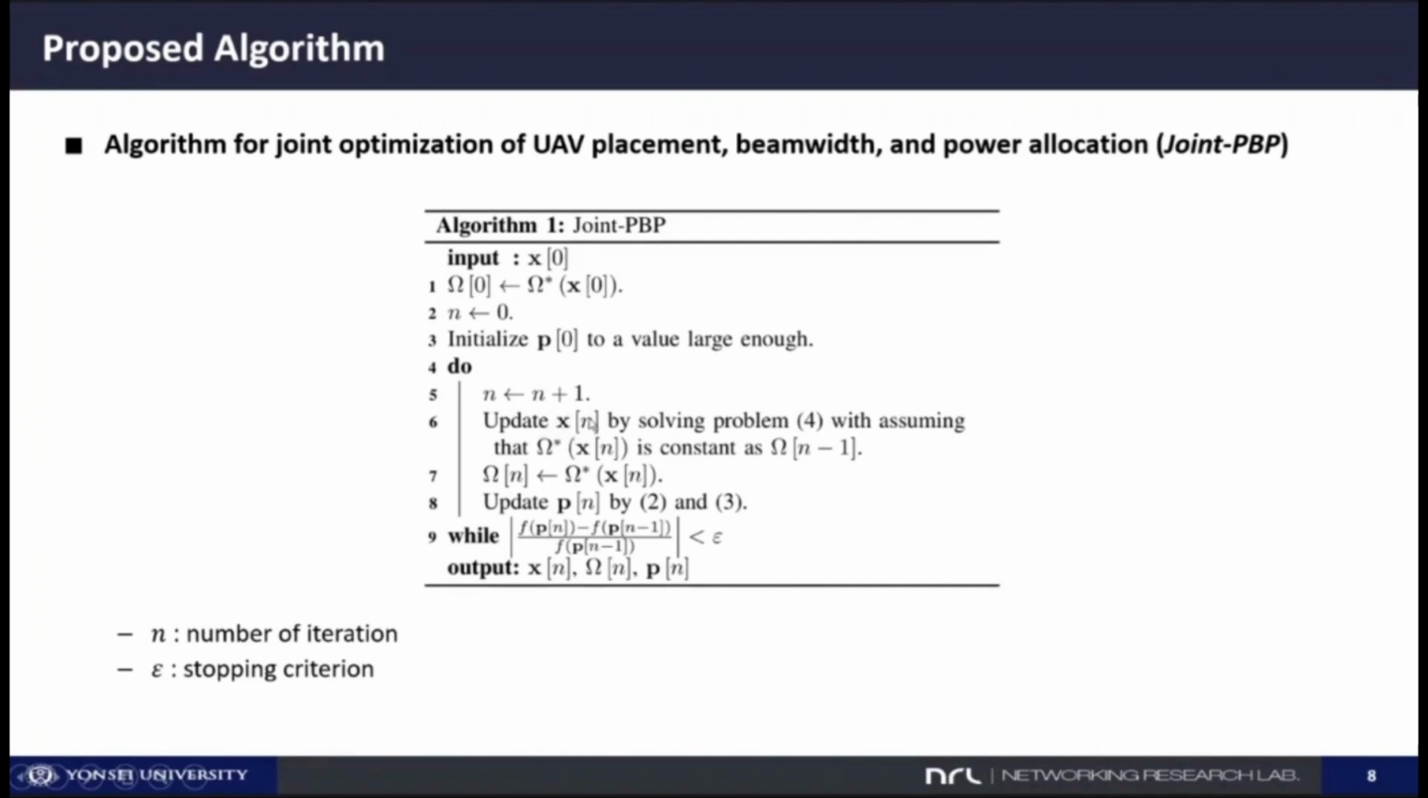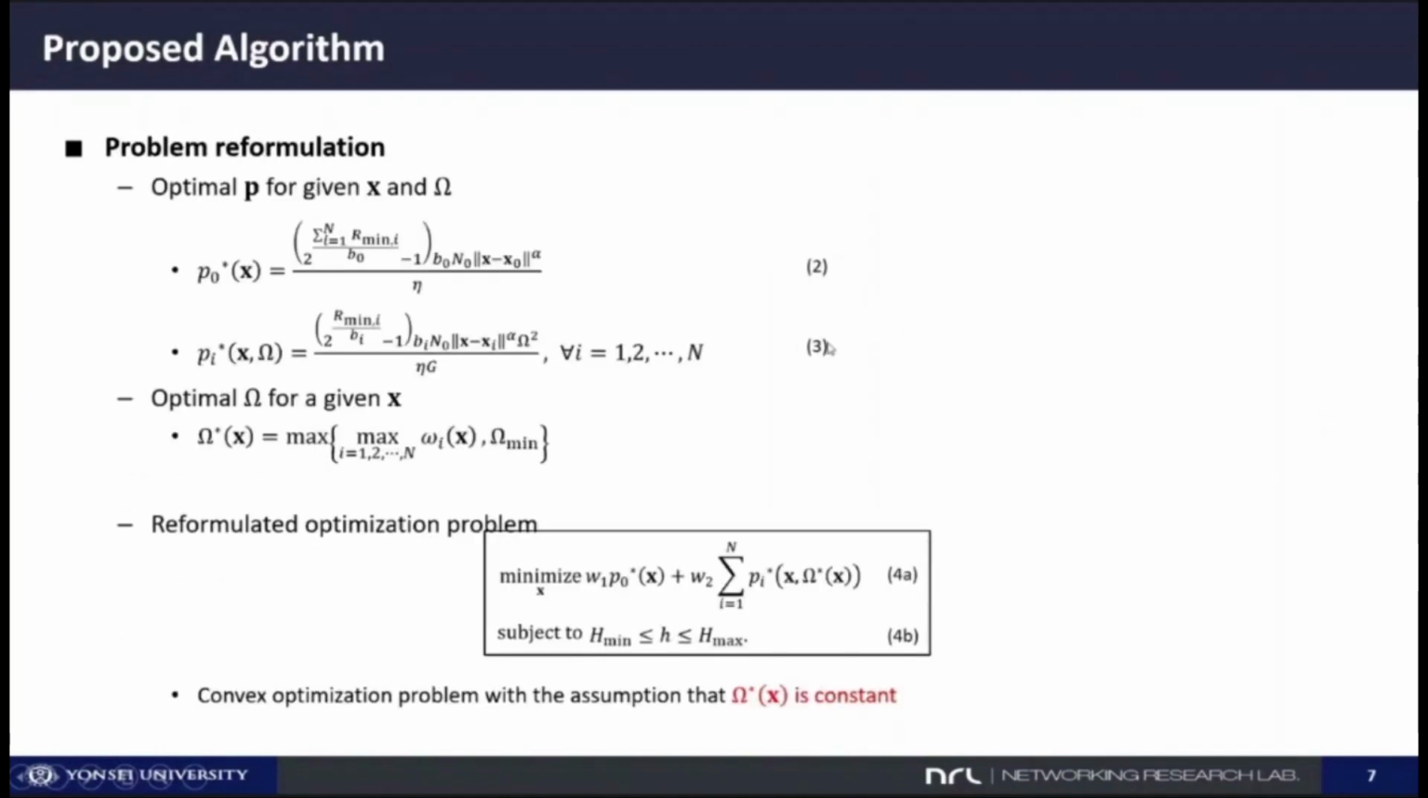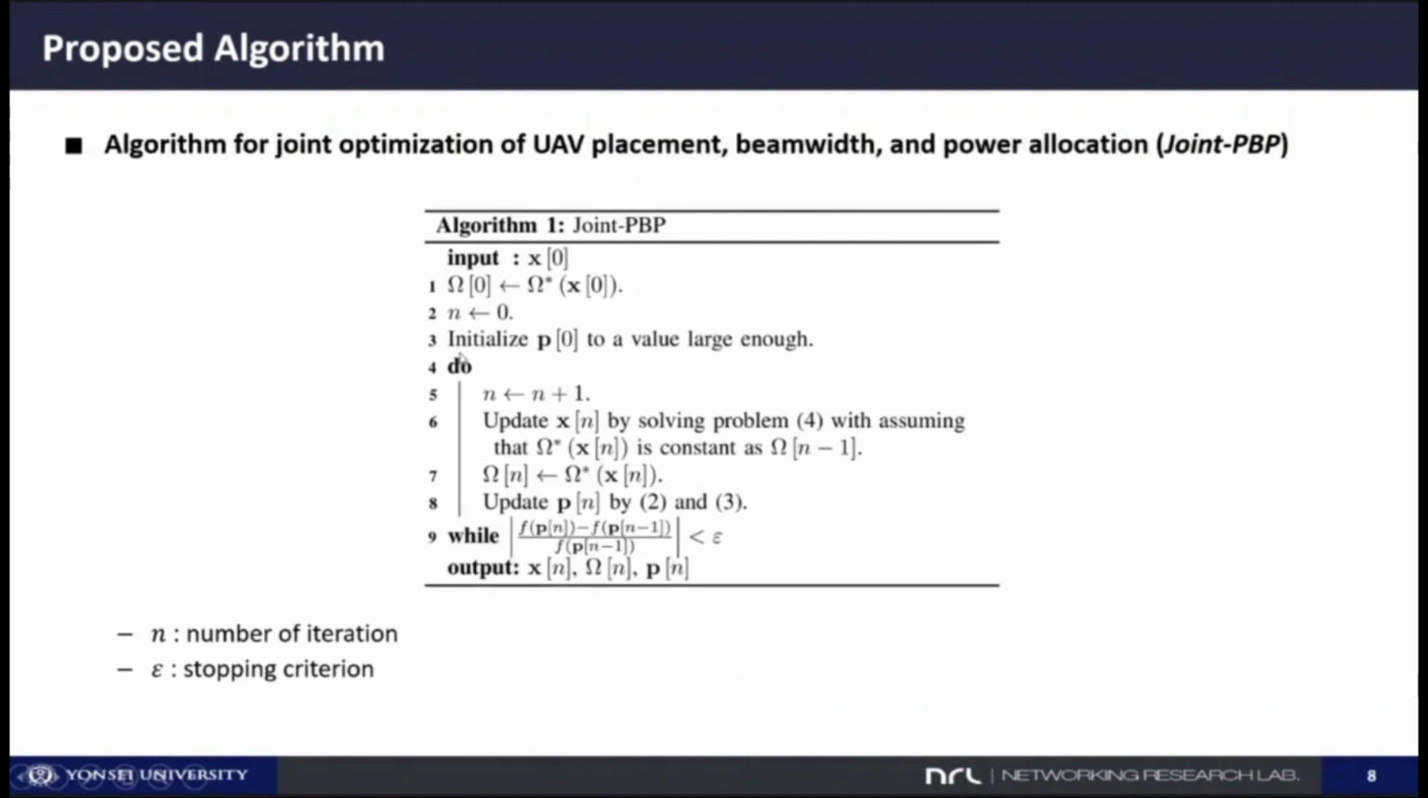And after updating the xn, we update the beam width omega. And finally, we update the optimal power according to this 2 and 3 formula. And we iterate these procedures until the objective value converges.